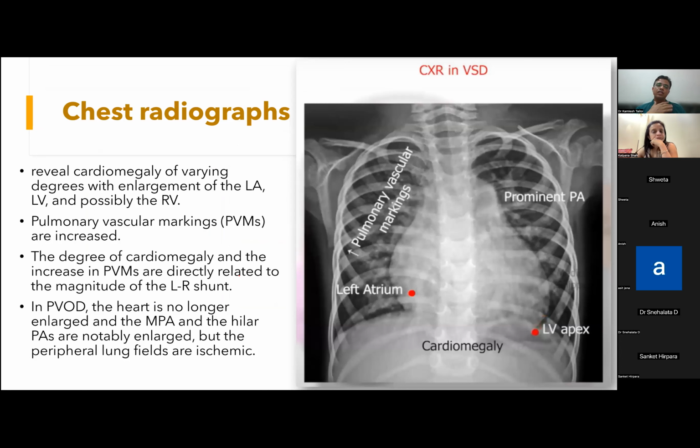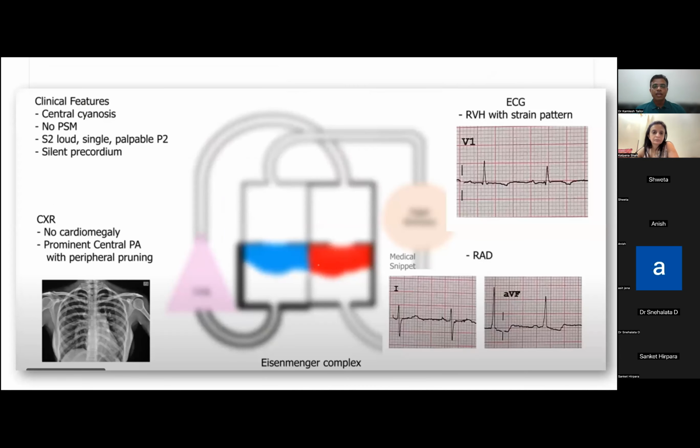In the chest X-ray also, because of high pulmonary blood flow, there will be cardiomegaly, an LV type of apex because the LA and LV are dilated, and PH. That is why there will be a prominent PA, increased pulmonary vascular markings because of high pulmonary blood flow, and LA is also enlarged. This is a typical X-ray of a VSD.